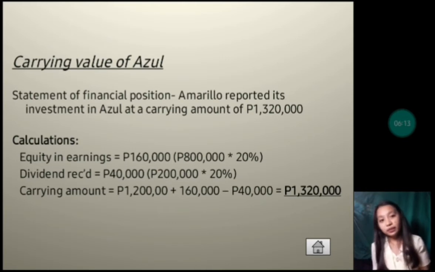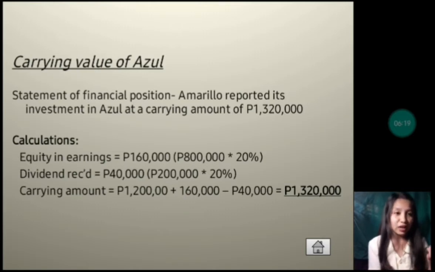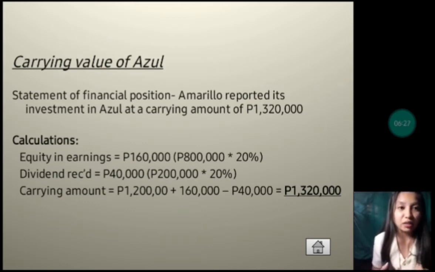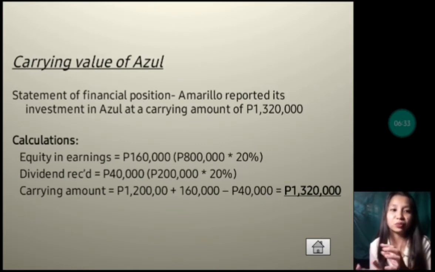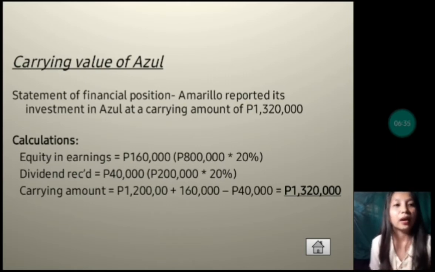It's because dividend serves as an income for the investor, so it is not part of your investment. So when you invest something, in return you get a dividend. That is why in calculating the investment in Azul, the dividend should be deducted, since it is not part of the investment, it is part of the income of the investor.